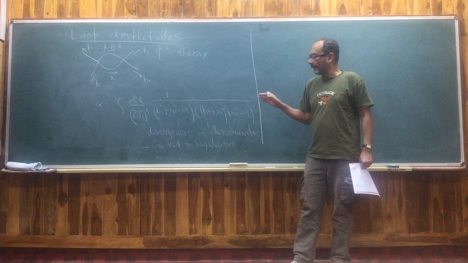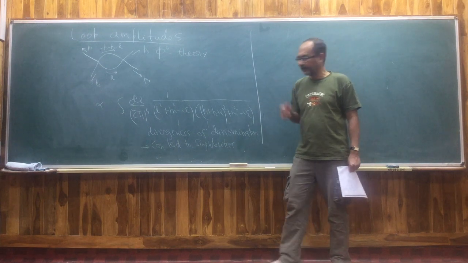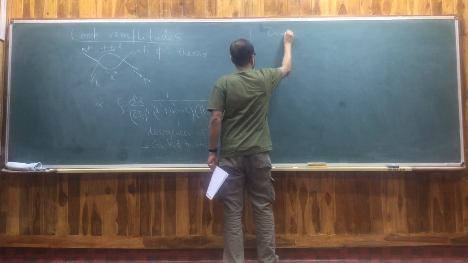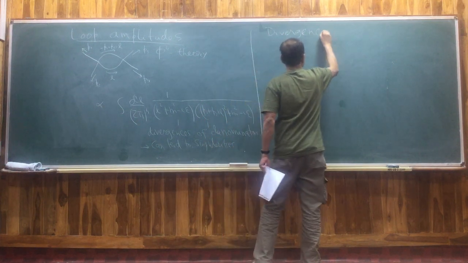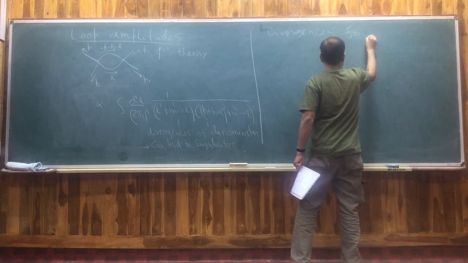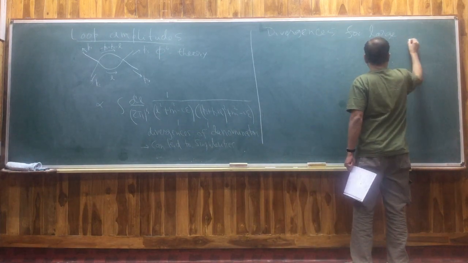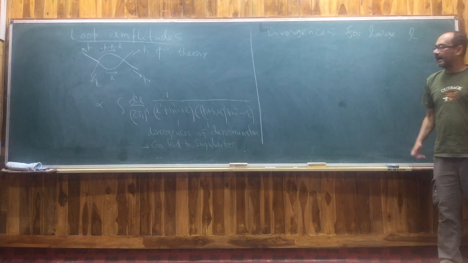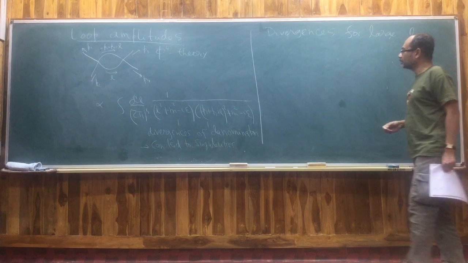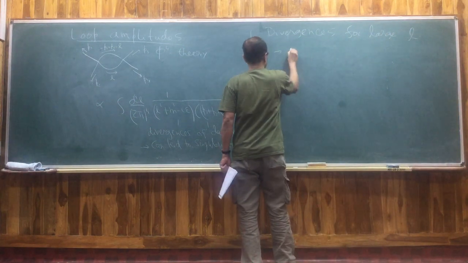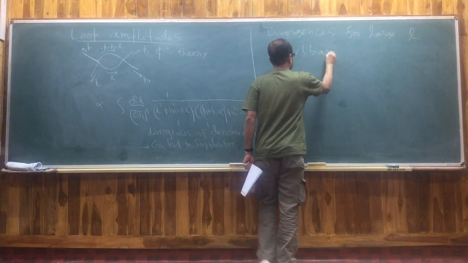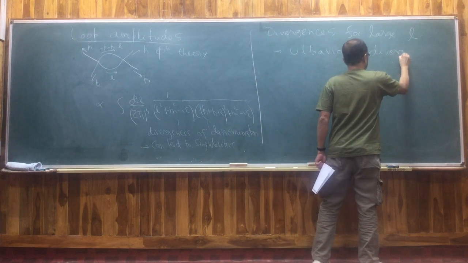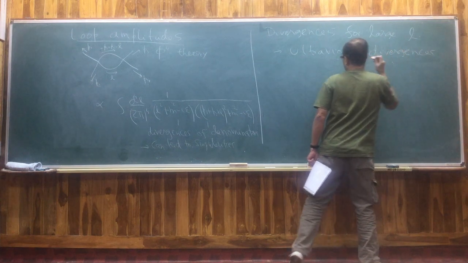Our worry will be what happens for large L. So we will worry about divergences for large L. Large L means large loop momentum. So these are called ultraviolet divergences. Ultraviolet are in short loop.